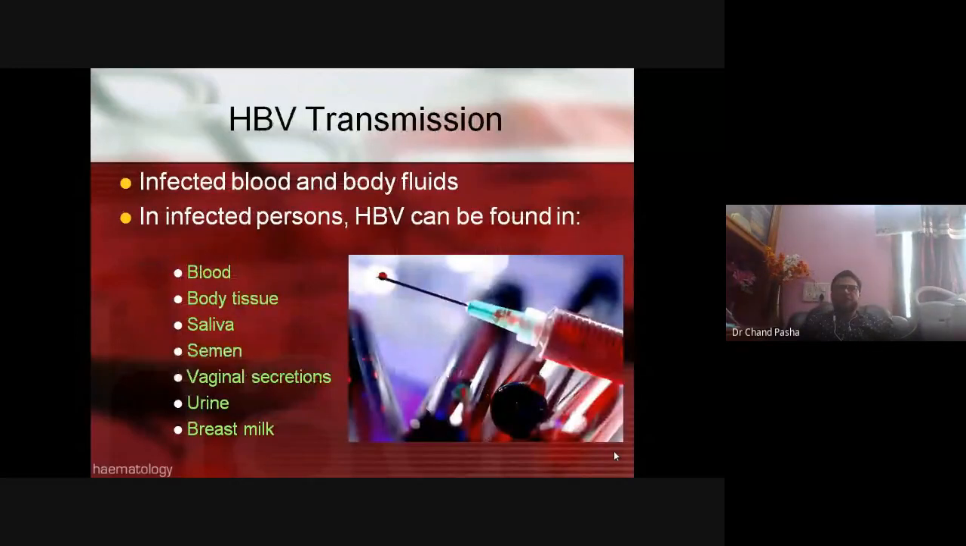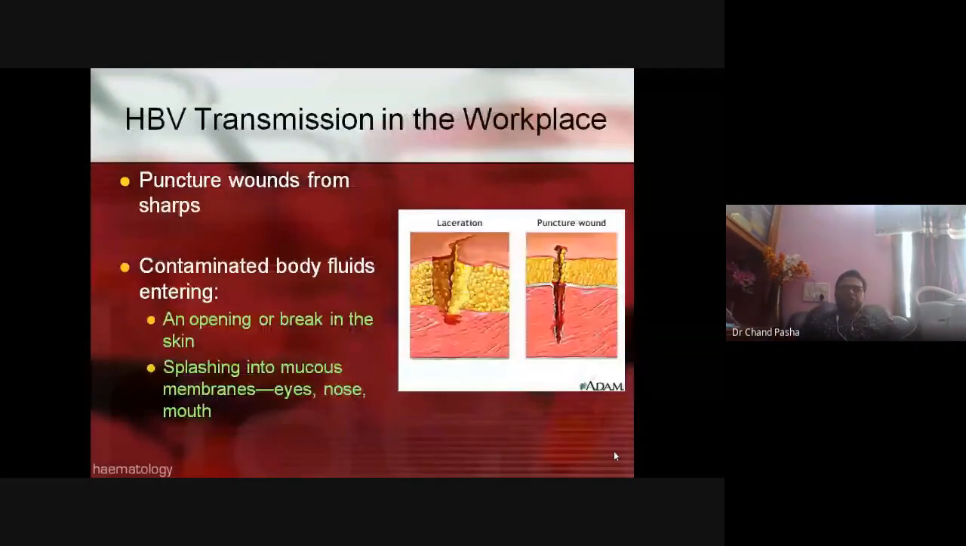So it transmits through blood, body tissues, saliva, semen, vaginal secretions, urine, and breast milk. Hepatitis B virus gets transmitted this way. How does it get transmitted? Through puncture wounds, whenever sharp punctures are created and bodily fluids come in contact with it, then what happens?